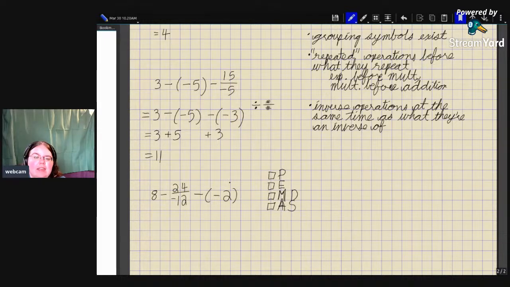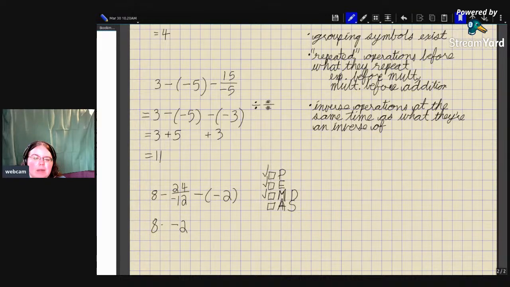Okay, so let's see. Well, we have a set of parentheses, but there's nothing going on inside them, so we can't do anything in there. We don't have any exponents here. We do have a division. So here we have 24 divided by negative 12. Well, positive divided by negative is negative. 24 divided by 12 is 2. Okay, so that's our only multiplication or division. So now we'll copy in the rest of the problem around it.